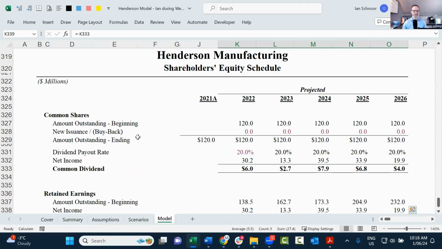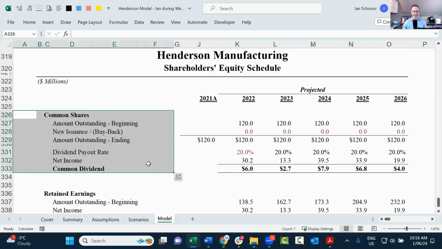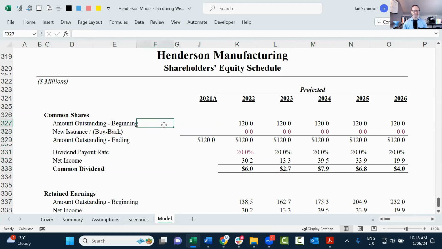When I flip to the model sheet, we can see I've got the shareholders equity schedule, and at the very top is the common share section. Now, the beginning, change, and ending. The beginning is the dollar amount of the common shares, how much had been invested, the par amount that we call it, the capital raised effectively. That's a book value number for the balance sheet. It would only change every year if there was a new equity issuance or if there was a share buyback of the common equity.